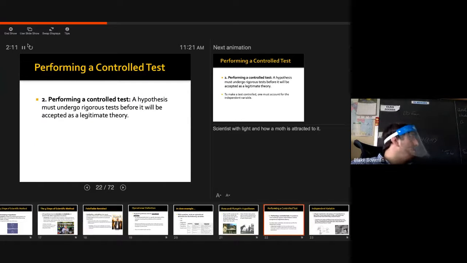All right, so number one, we talked about hypothesis. We talked about how we are describing and moving into explanation with the hypothesis and prediction in a way, predicting the results of what might happen. So number two, perform a controlled test.